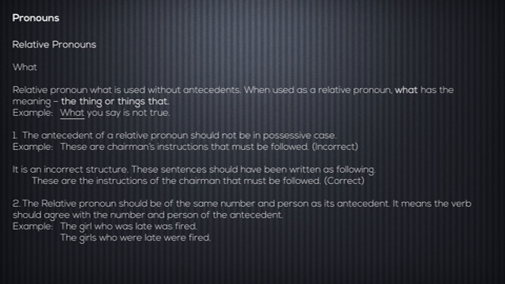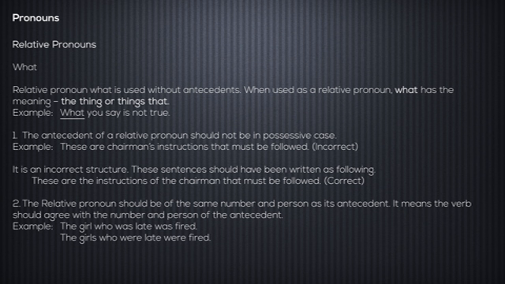Here are some rules. Rule 1. The antecedent of a relative pronoun should not be in the possessive case. For example, these are the chairman's instructions that must be followed would be incorrect. This sentence should have been written as the following: these are the instructions of the chairman that must be followed.